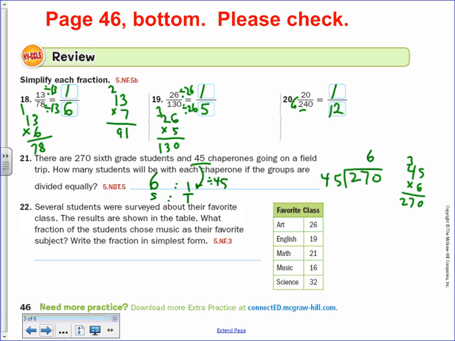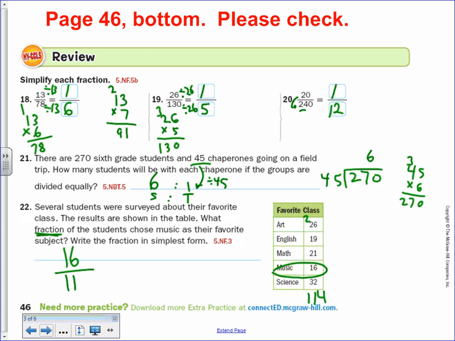Several students were surveyed about their favorite class. The results are shown. What fraction chose music? Fraction. So music was 16, so that means it's 16 out of the total. So we need to add them all together. So let's see. 6, 7, 8, 9. 9 plus 9 is 18. 19, 20, 21, 22, 23, 24. 2 plus 2 is 4, 5, 6, 7, 8, 9, 10, 11.